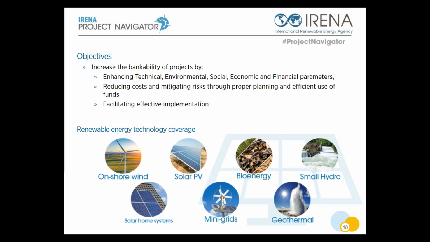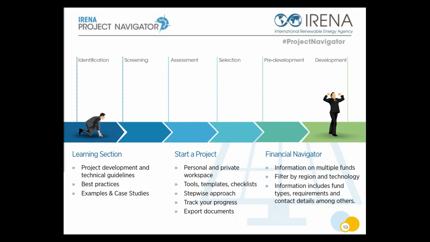Technology neutral, and then we provide the technical concept guidelines for onshore wind, solar PV, bioenergy and small hydro, which are already available online, and in the coming weeks we will also have solar home systems, mini grids and geothermal. I think the main achievement is that we created a project development process with 9 steps, from identification to development and then also decommissioning, that fits all the technologies and gives you a stepwise structure in how to develop a renewable energy project.